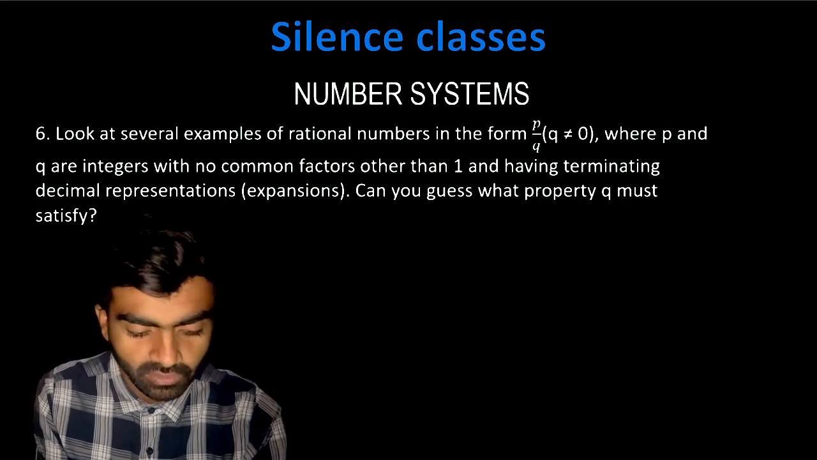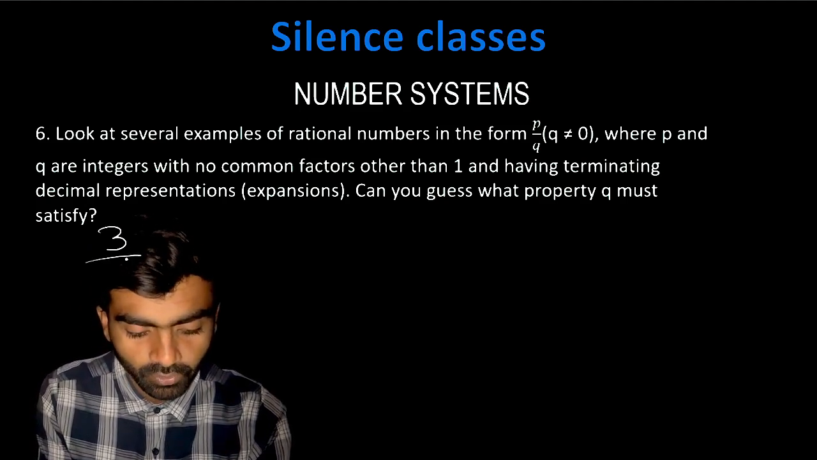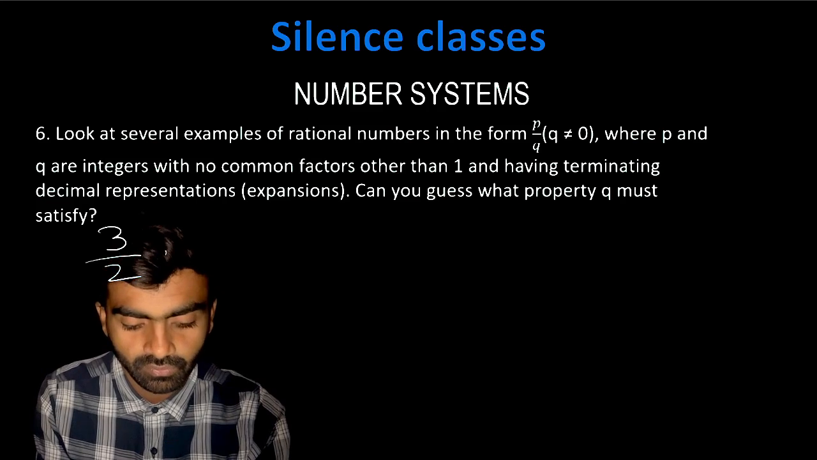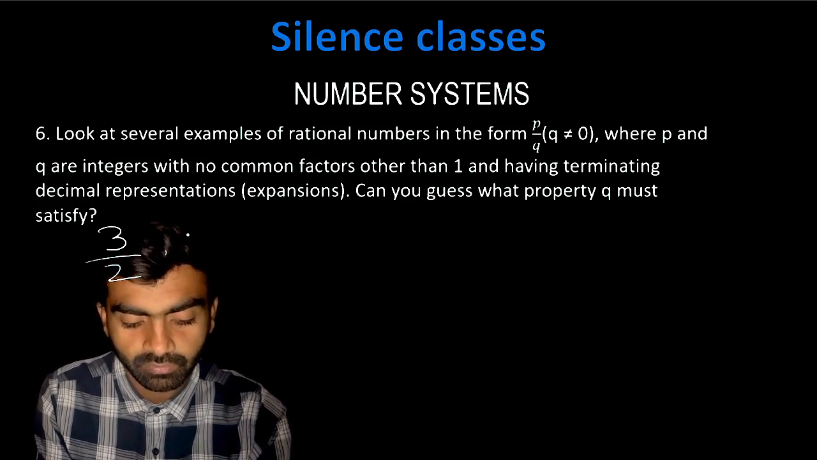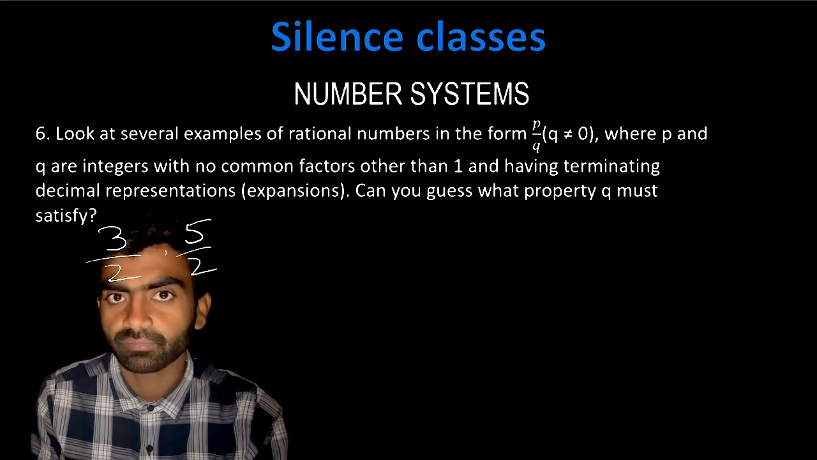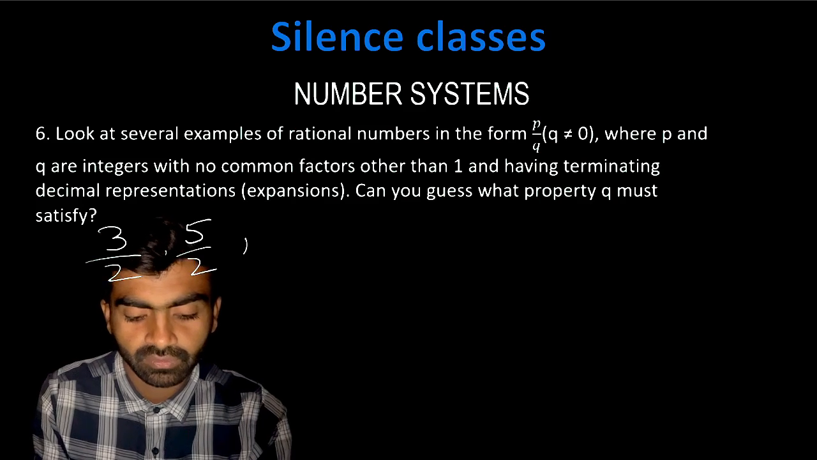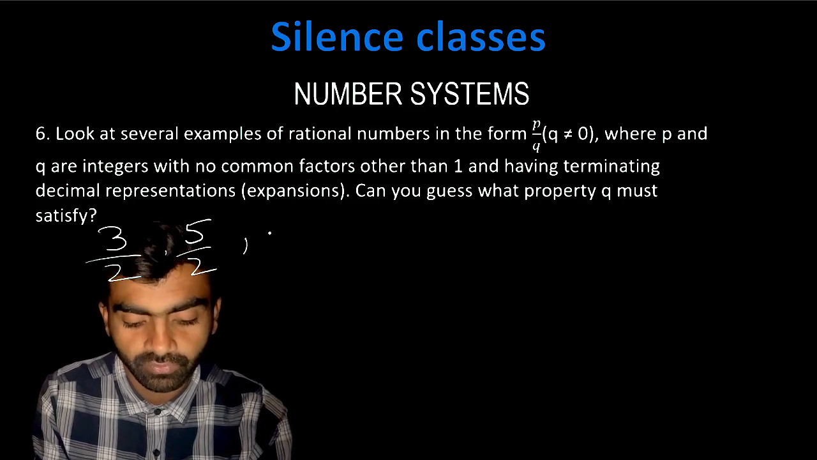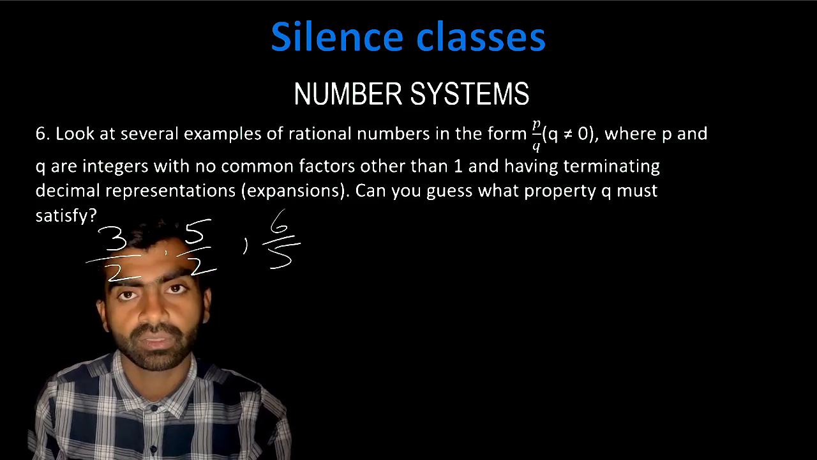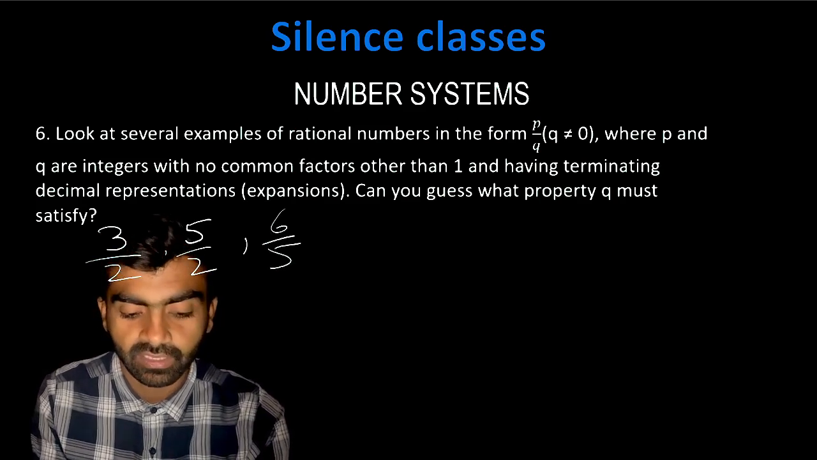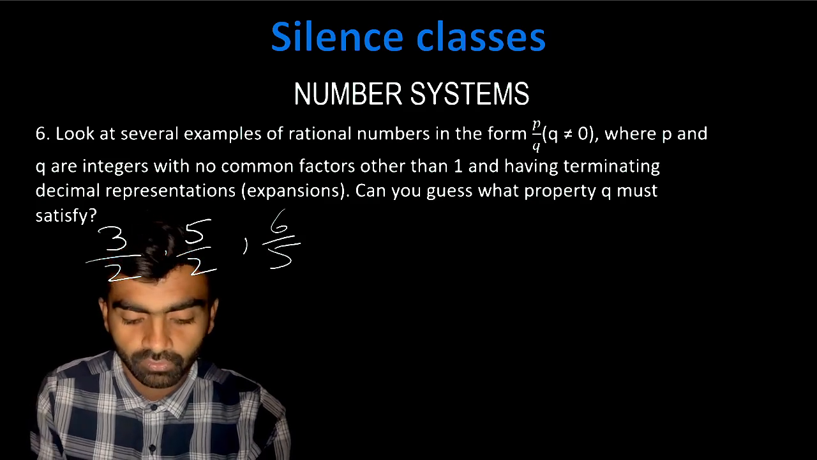So we can write it like 3 upon 2. We can take this example, and 5 upon 2 we can take. And if I take another example, 6 upon 5, if I factorize, 1 is the only common factor. So like this we can write it down.